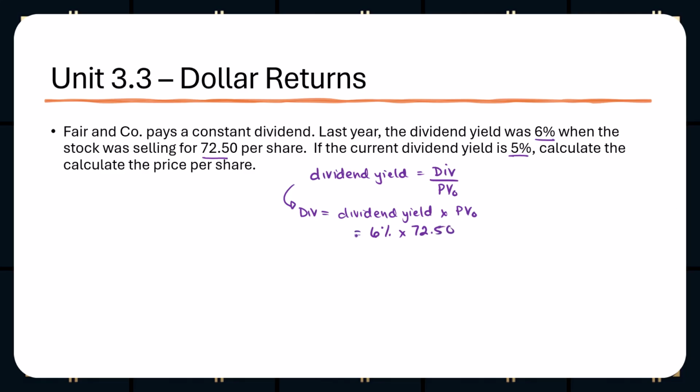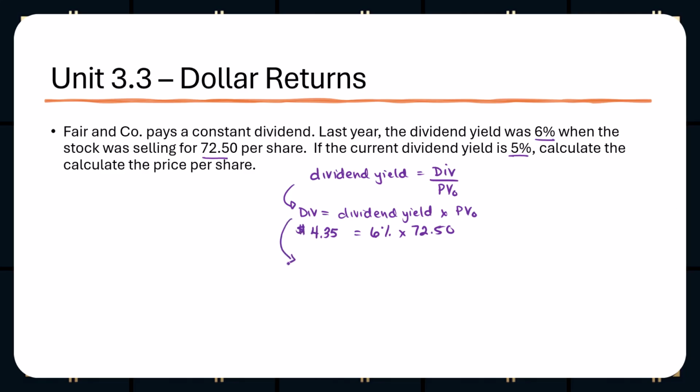And when I do that in the calculator, I find that the dividend is $4.35. But what's happened over the course of this year is that the dividend yield has actually fallen. What that tells me in my mind is that the price of the stock goes up. But the question is, how much did the price of the stock go up?